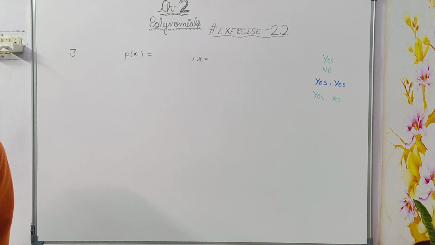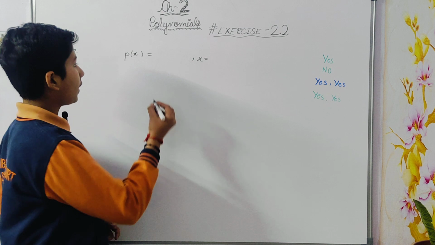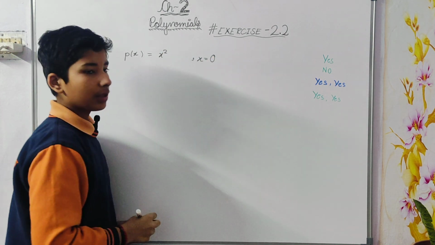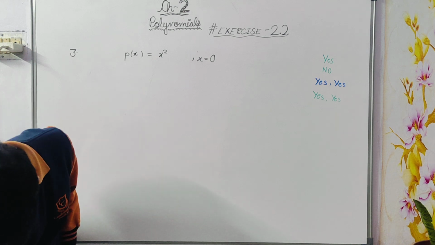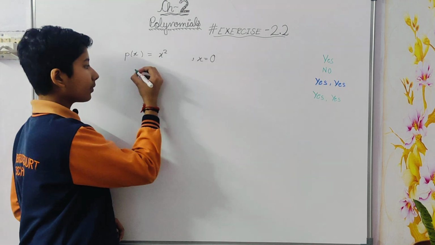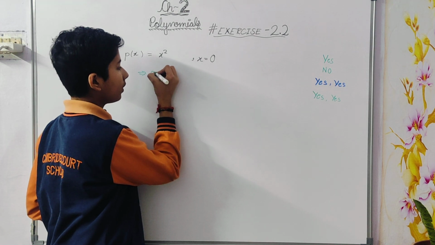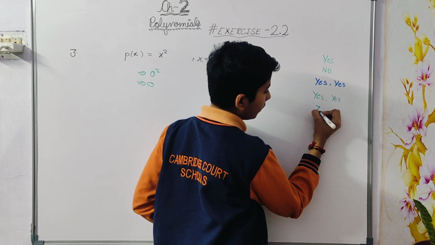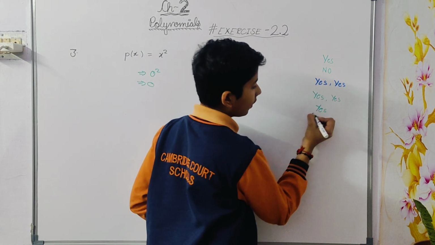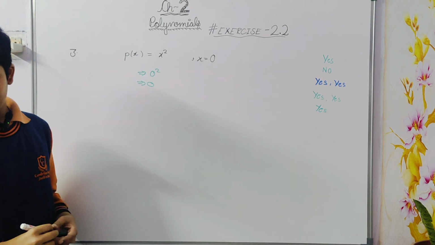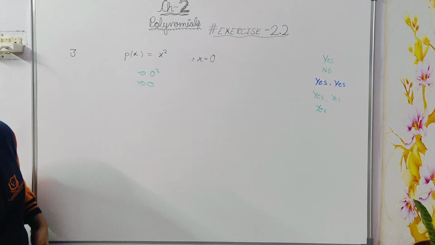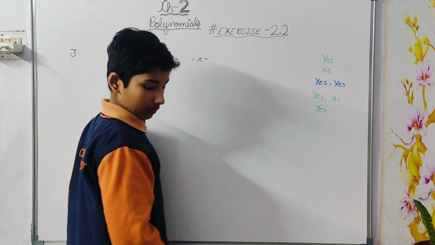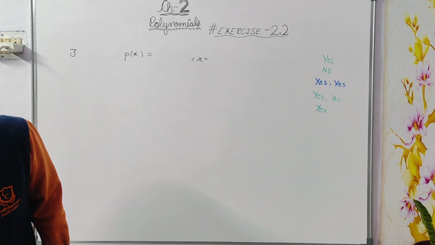Now the fifth one: p(x) equals x square and x equals 0. We all know the answer. x square means 0 square. 0 square is 0. So this will also be yes. This was the shortest question of all time.